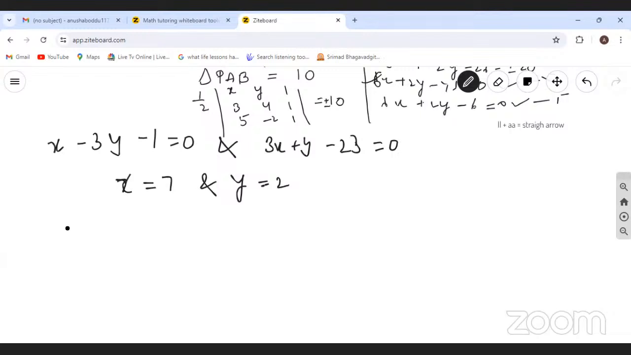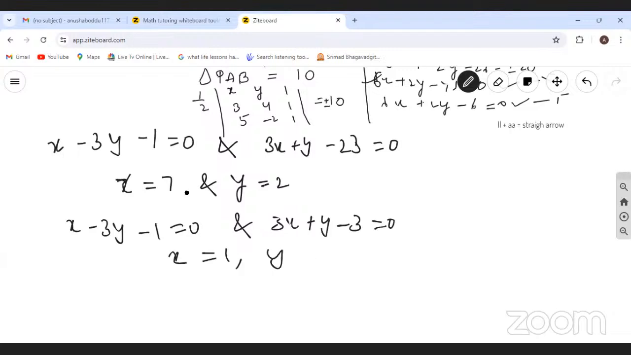Right. In the same way, for the next two equations, x minus 3y minus 1 is equal to 0 and 3x plus y minus 3 is equal to 0. If you solve these two equations, what will be the answer? X is equal to 1, y is equal to 0, ma'am. Right. X is equal to 1, y is equal to 0.